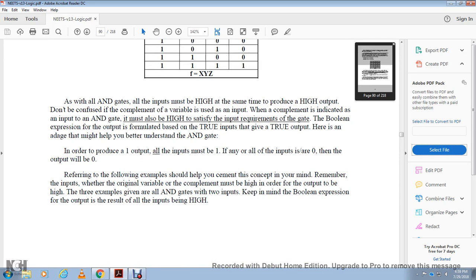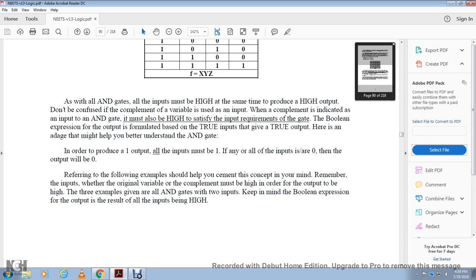As with the AND gate, the inputs must be high to produce a high output. If a variable's complement is used as an input to the AND gate, the complement must also be high to satisfy the input requirements for the gate. The Boolean expression for the output is formulated based on the true inputs. An adage might be helpful for better understanding the AND gate.